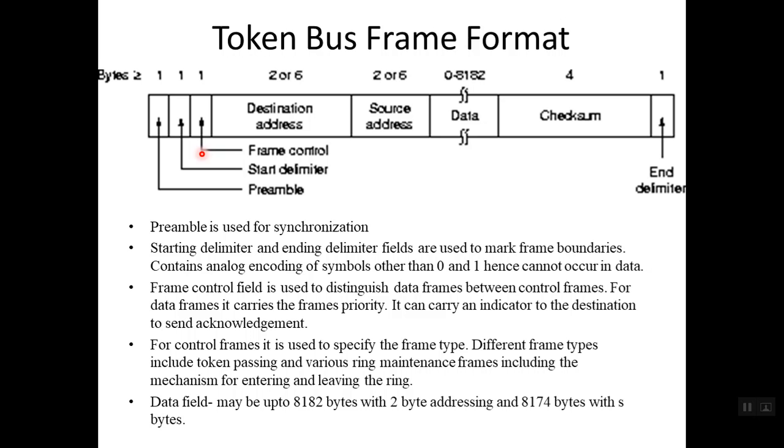We can use this field to tell the destination to send an acknowledgement back. You can put an indicator here to tell the destination that, even if there is no token, you can send the acknowledgement.